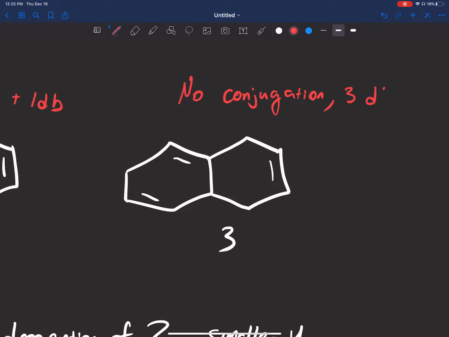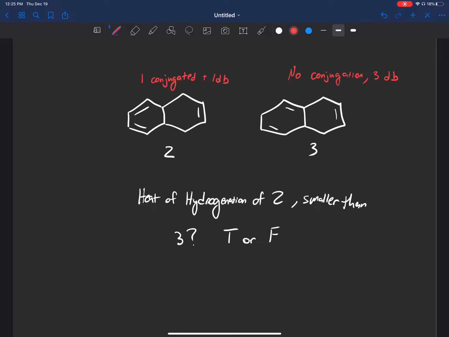And we have three isolated double bonds. So remember, conjugated systems have a lower heat of hydrogenation because they're more stable. Therefore, 2, because it is more conjugated than 3, is more stable, and so its heat of hydrogenation should be smaller. All right? This is going to be true. And so this statement would have been considered true. So now that's heat of hydrogenation, okay?